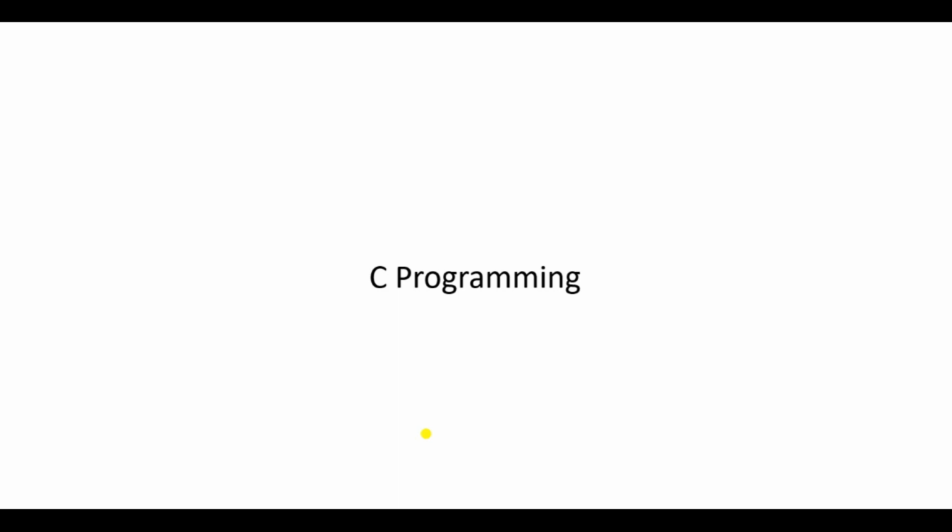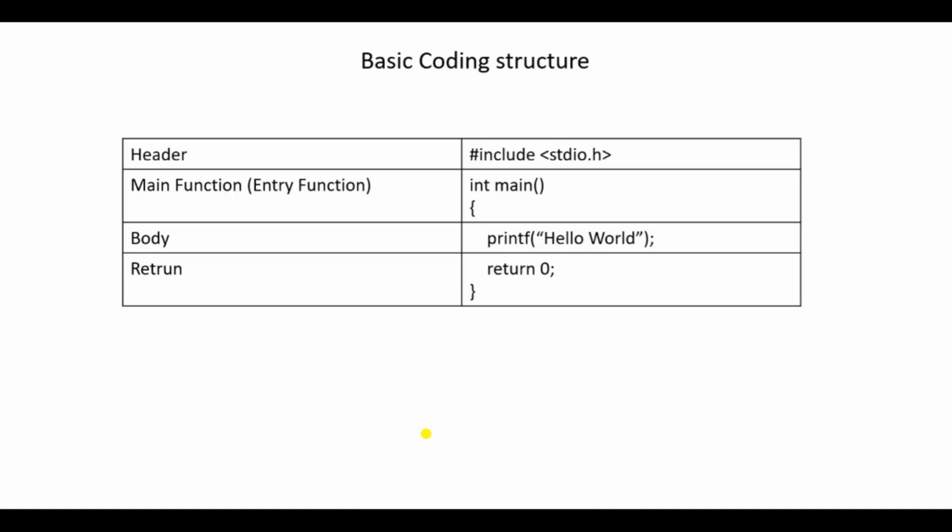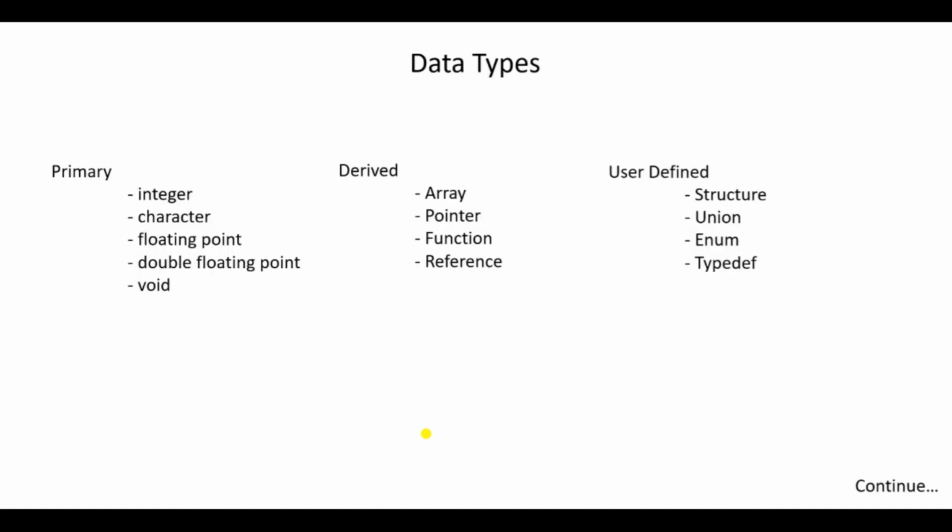Hello friends. So in the previous video we saw the basic coding architecture of C programming. Today we will learn about data types in C. In C we can divide the data types into three categories. First one is primary. Primary is the primitive data types that C provides.